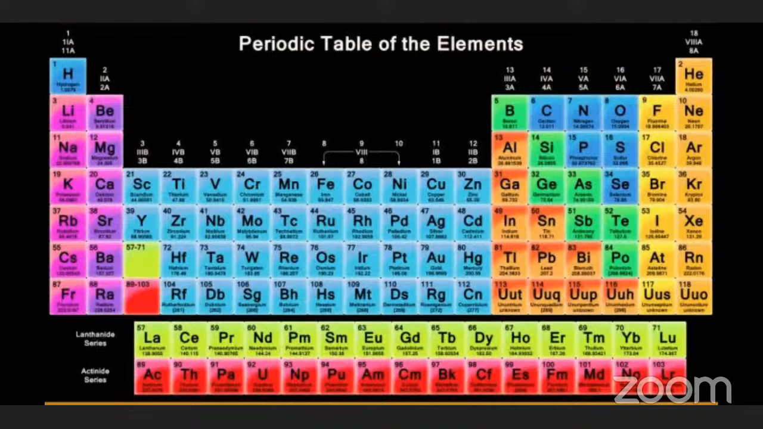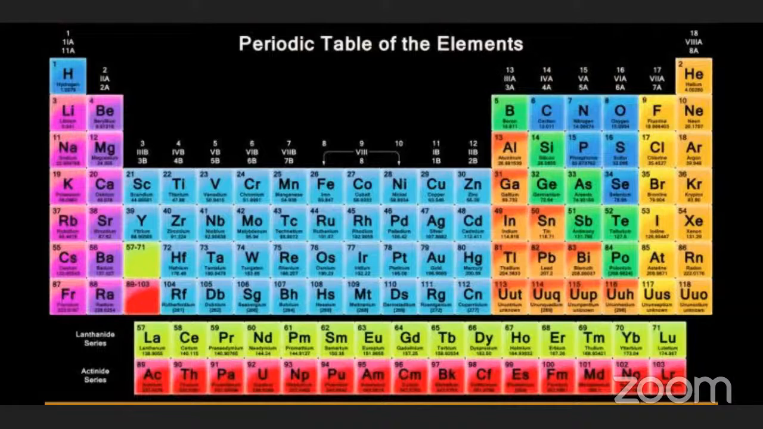Below that, we have the 7 only. Then we have a gap, and afterwards we have the lanthanides and actinides series. Totally, we get 9 rows. In that, from 57 to 71 belong to the 6th group only, and 89 to 103 contain the actinides. They belong to the 7th group only. Clear or not?